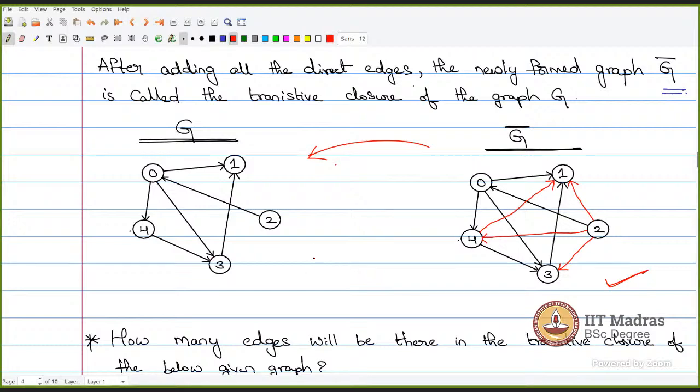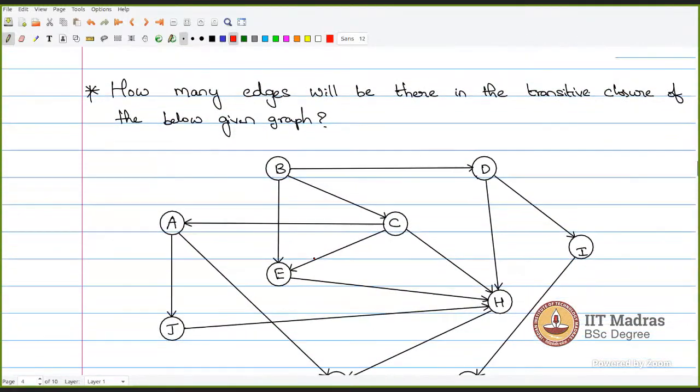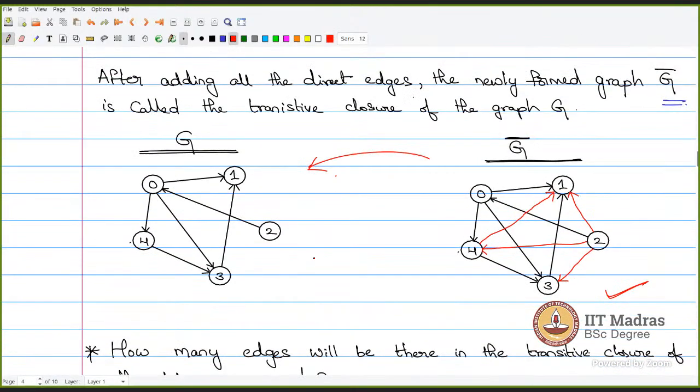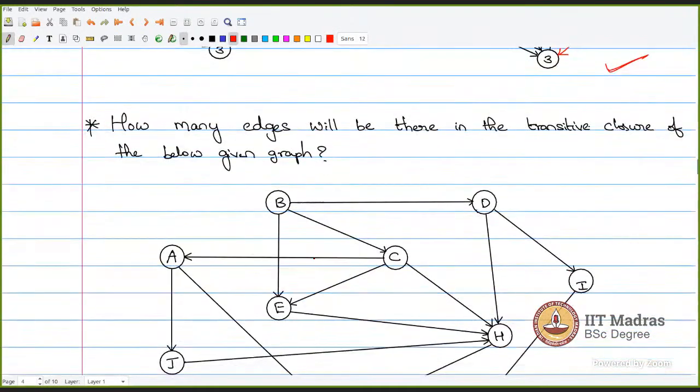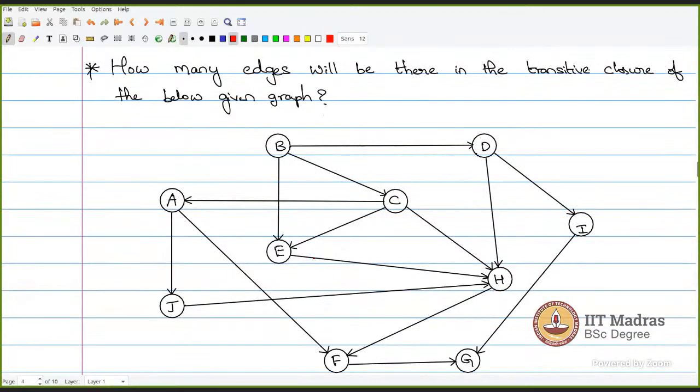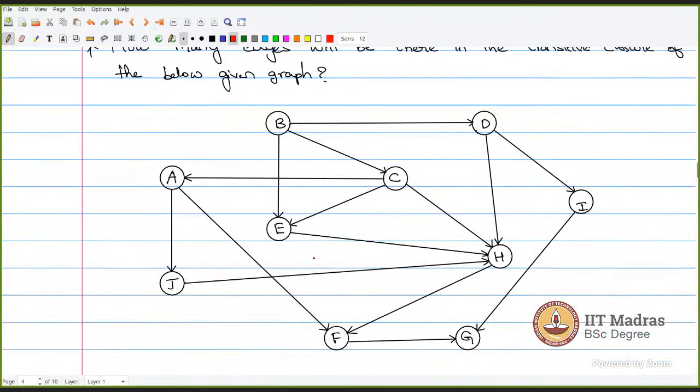Okay. Yeah. So now questions can be like this. Now we won't give you a simple 5 or 4 like this. Questions can be like this: how many edges will be there in the transitive closure of the below given graph? So we are asking the number of edges in the transitive closure of the below graph, not this particular graph. You have to find the transitive closure of this graph. Once you find it, then in that particular graph, how many edges are there? That is the question.